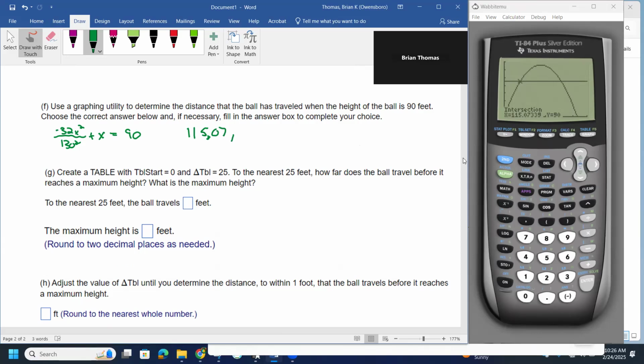And then if I hit the Calculate button again, number 5, it'll help me find the other point of intersection. So if I get myself over there, hit enter, hit enter, hit enter, it'll take me to this point of intersection. So I'm back at 90, and now the ball has traveled 413.05 feet. So there are actually two answers: 115.07 feet on the way up, and 413.05 feet on the way down.